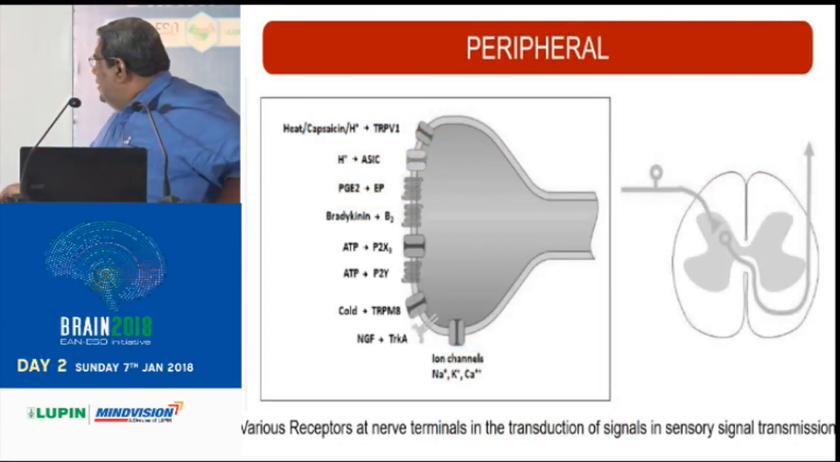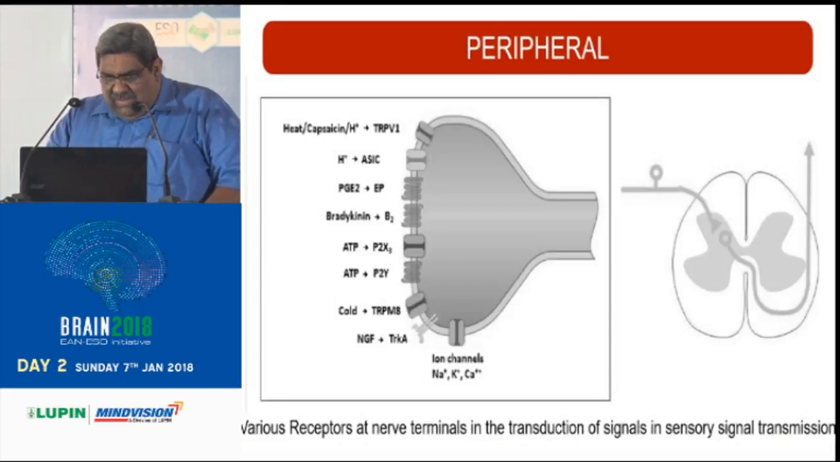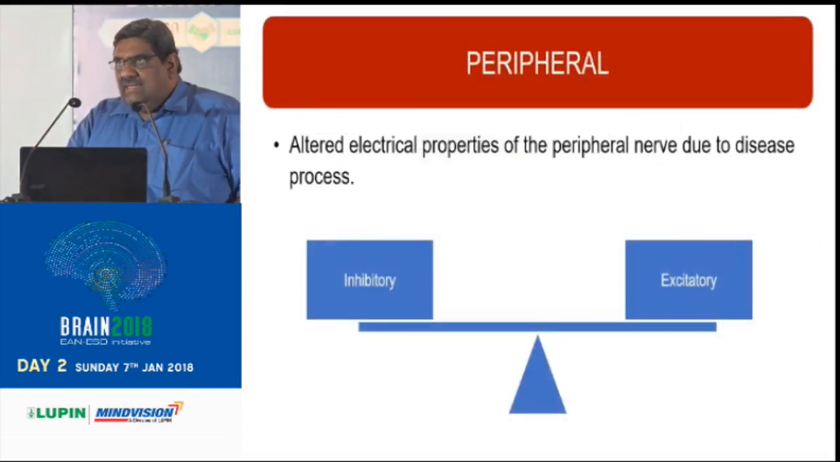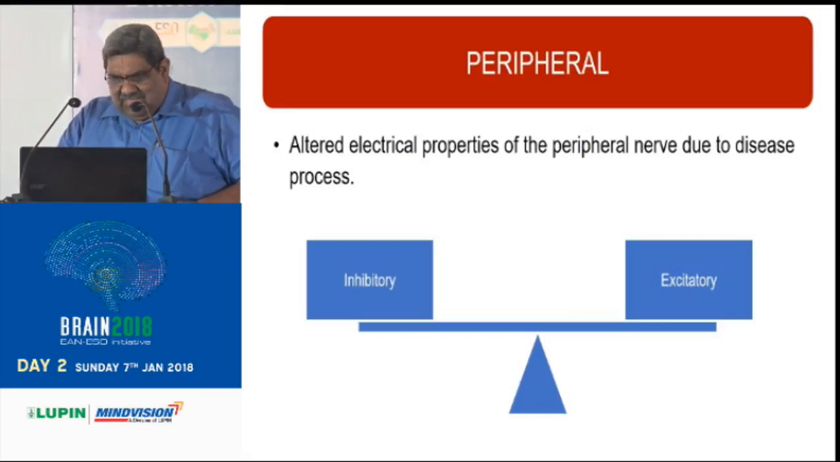Peripheral, as you know, there are so many channels: the capsaicin receptor, the acid-sensing ion channels, PGE2, bradykinin, all this. The receptors interact complexly with various receptor nerve terminals in the transduction of signals in sensory signal transmission. And essentially, neuropathic pain is because of the imbalance between the inhibitory and the excitatory signals. The second important thing is the spontaneous ectopic production of impulses at that place. And the third thing is the alterations in the channels. So we have to hit at one of these three: correct the imbalance, prevent this ectopic focus firing, or look at the channels.